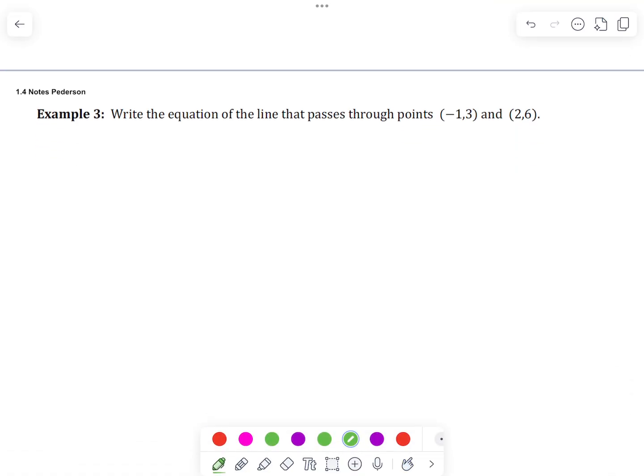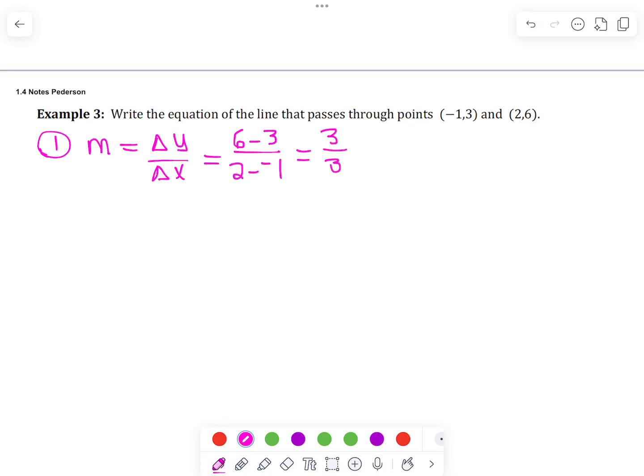All right. Example 3. Now we're giving you 2 points, and we don't know the slope and we do not know the y-intercept. So step 1 is we need to find the slope. So we're going to use our slope formula. So we're going to find the change of y over the change of x. So 6 minus 3 over 2 minus -1. Simplify it. 3 divided by 3, which is 1. So now we know the slope.